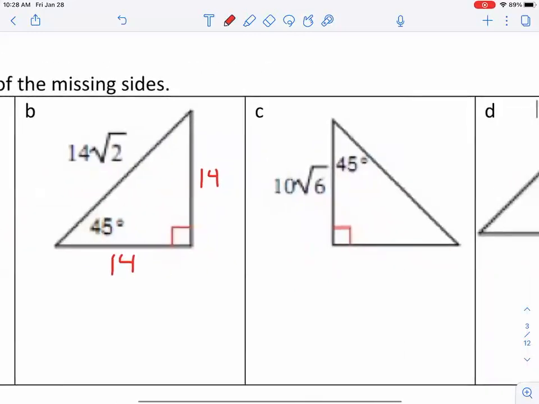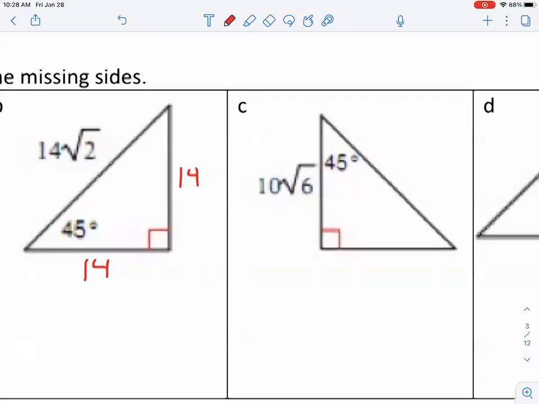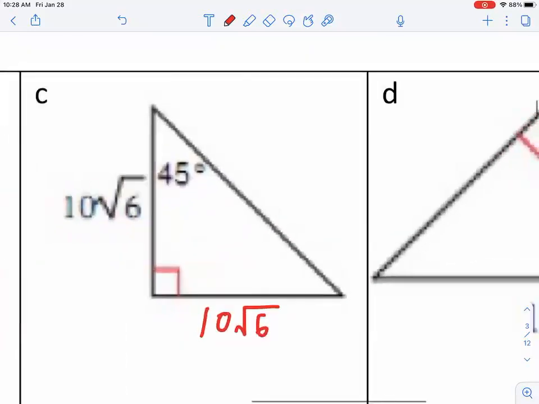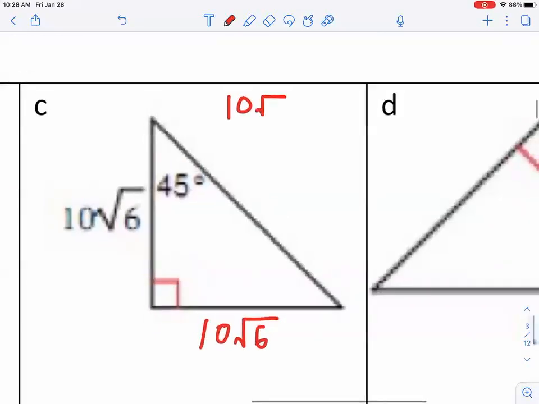So in part C, it is also a 45, 45, 90 triangle, but recognize that this is our x, x, and x root 2, but one of our sides, our x side, just looks a little different, right? But that's okay, because this side and this side will be congruent. So this is 10 root 6. And then the hypotenuse will be 10 root 6 root 2.